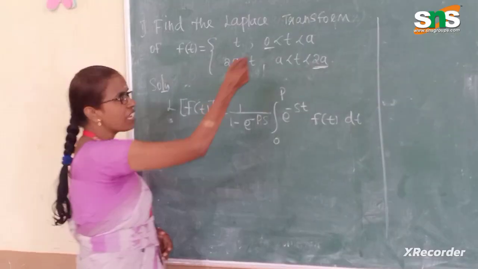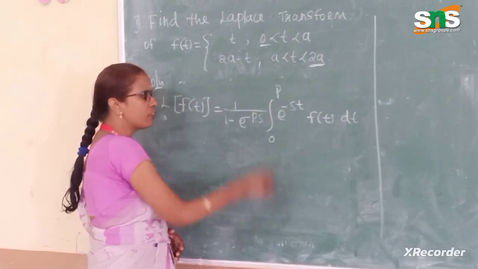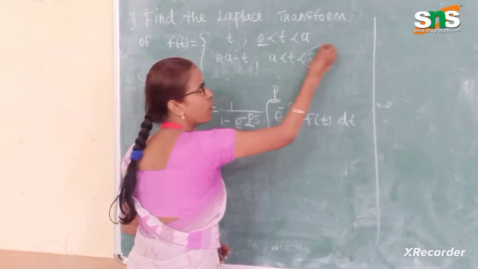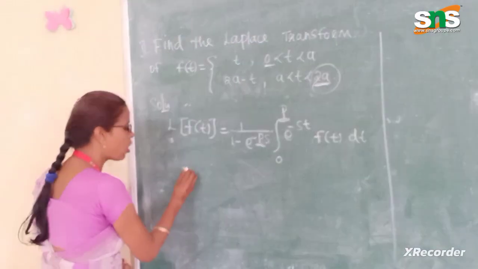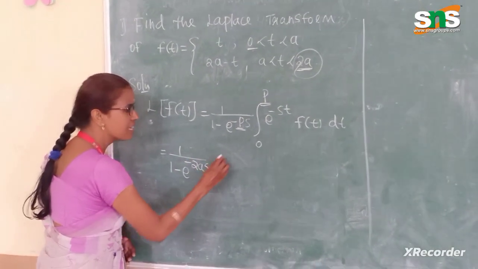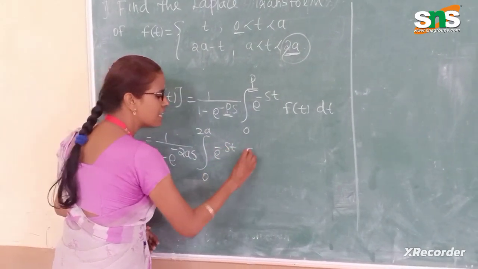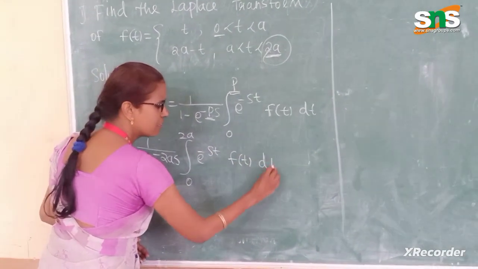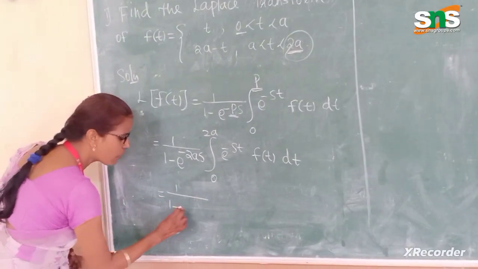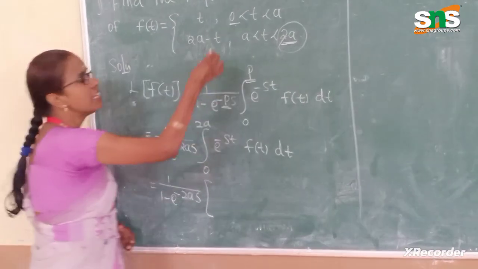Now, how many intervals are here? We have two intervals, so we need to split this integral. Before that we need to identify p. P is the period, and the period is 2a. So in the next step I replace p with 2a: 1 by 1 minus e power minus 2a s, then the integral from 0 to a of e power minus st f of t dt. The next step is to split the integral based on the problem.